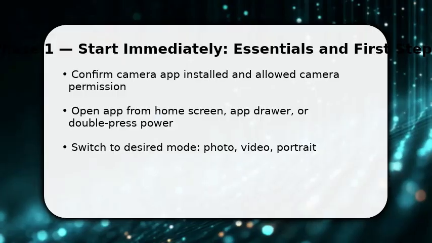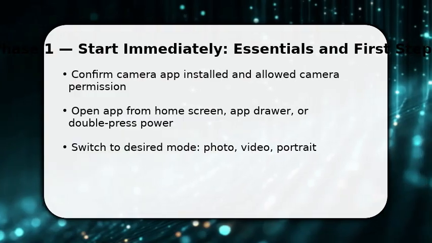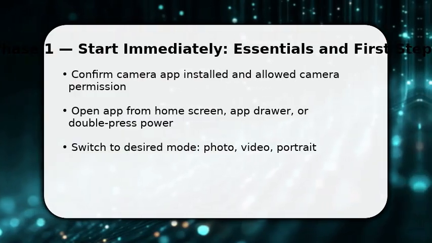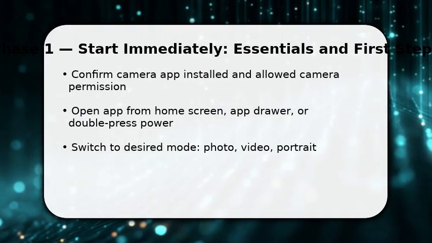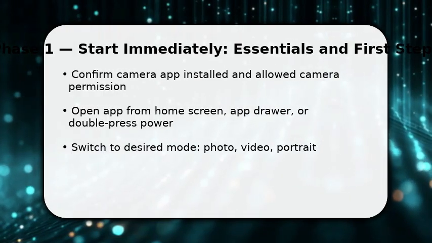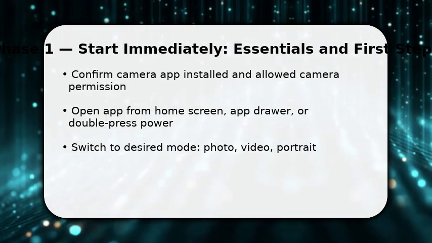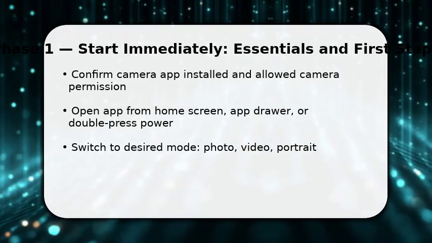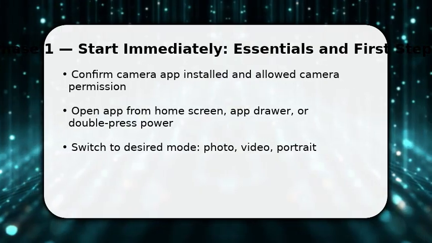Enjoy the video. You start by ensuring the app is allowed to use the camera and microphone. Once done, open the app directly from the home screen or app drawer. Tap the camera icon or double-press the power key to launch fast. This saves time. Make sure to select the basic mode you need: photo for stills, video for motion, portrait for shallow depth. While you tap controls, note exposure and flash icons so you can adjust them quickly for better shots.